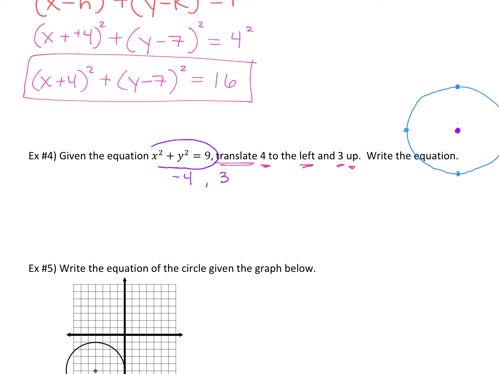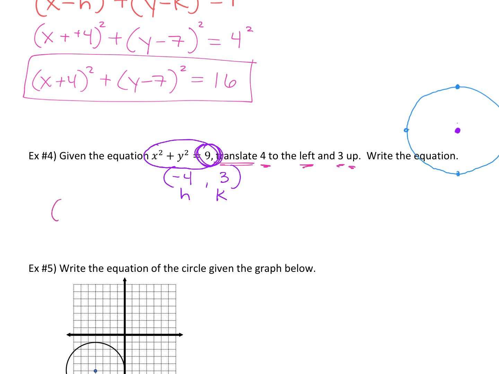Where were we starting from on this graph? 0, 0, right? So right now it's centered at 0, 0, and I'm going 4 to the left and 3 up. So I am at the point -4, 3, right? That's going to be your new center. That's going to be your H and K. What about the 9? What happens there? If I take a circle and I slide it, did my radius change? No. So the 9's going to stay put, okay? Your radius would be what? 3, right? But that doesn't matter. We're just going to leave it as 9.